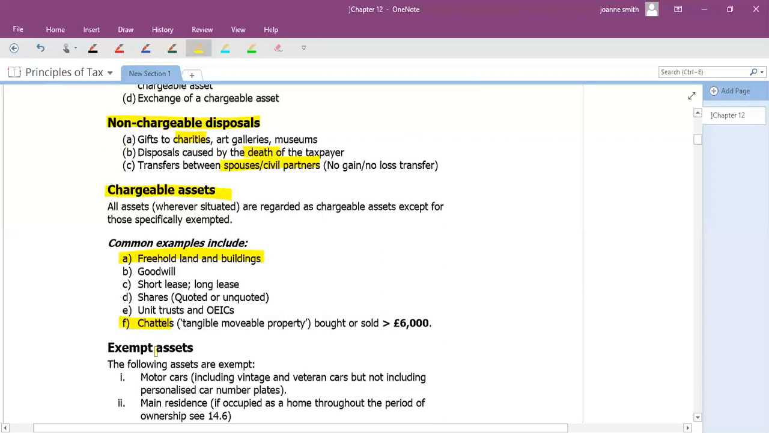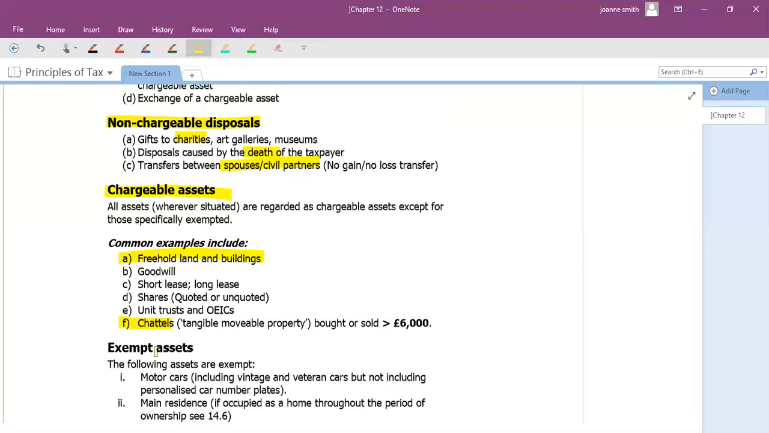So you may see the others in the middle. You might sell some goodwill, which is like the reputation of your company. You've probably looked at goodwill a little bit when you did groups in financial reporting. You've probably mentioned leases briefly, shares in a company. If you've got some shares in British Telecom, you sell them and make a profit, that could be chargeable. And then we've got the unit trust.